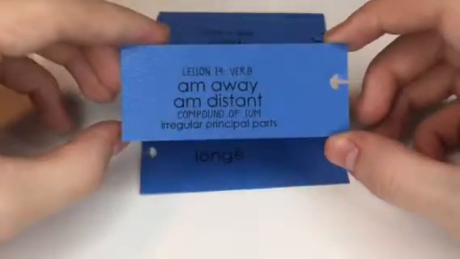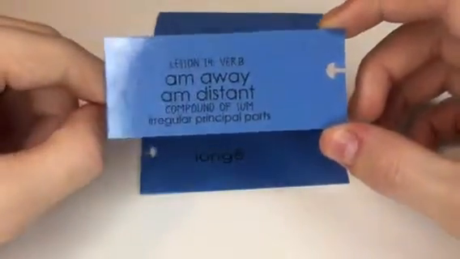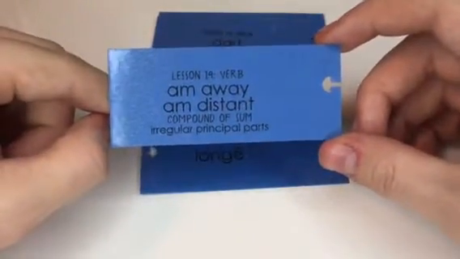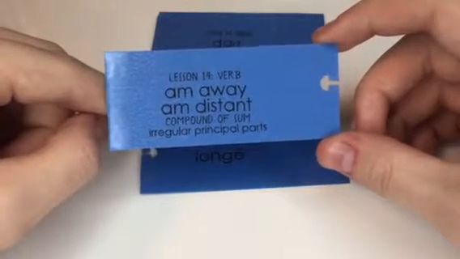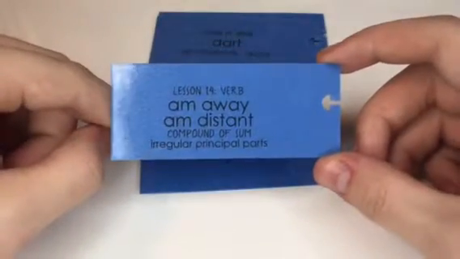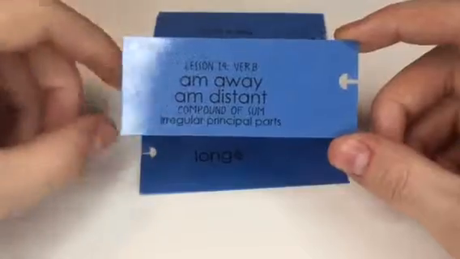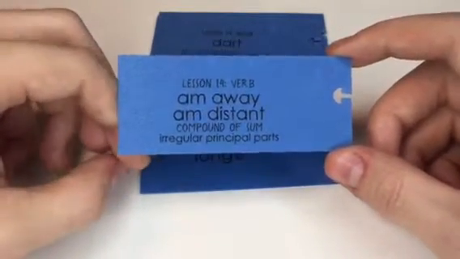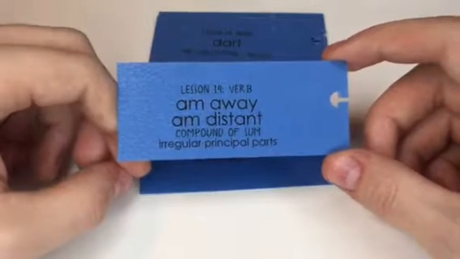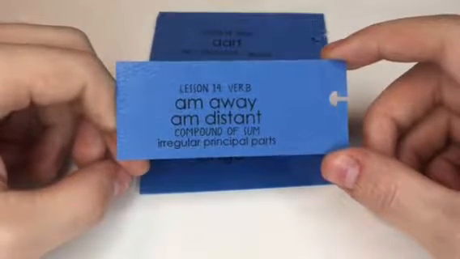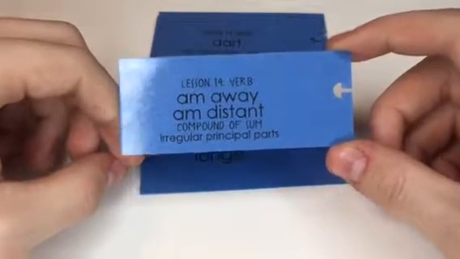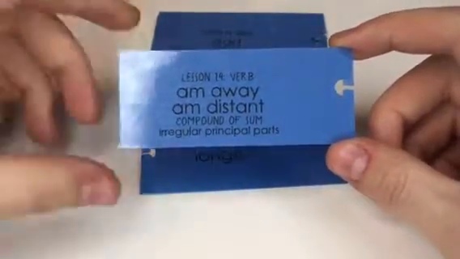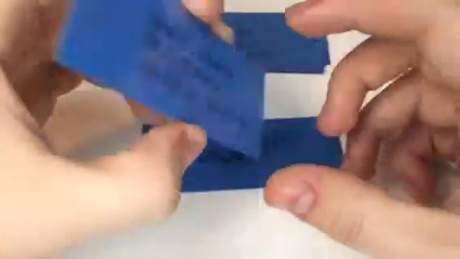Because absum means am away or am distant. So that ab or a in this case, whenever it's added on to sum, turns into away or distant instead of by or from, like it usually is translated. But whenever you want to show what you are away from, then you have to add on that ab or a. Because ab or a means from, so you can say I am away from blank or whatever you want it to be.